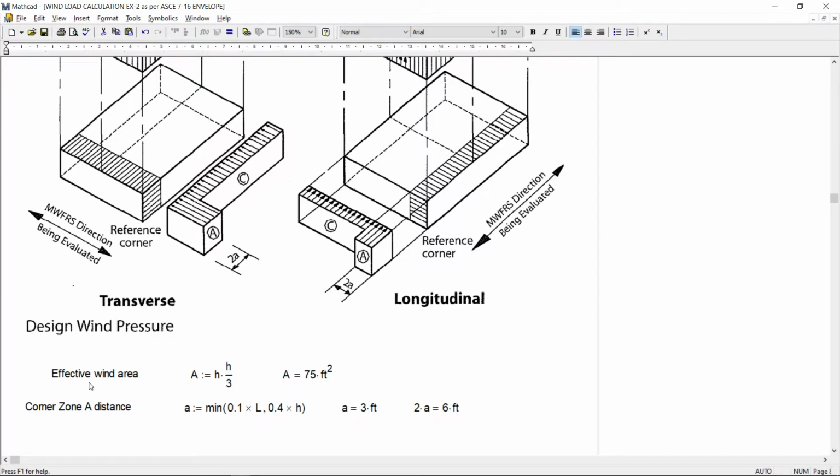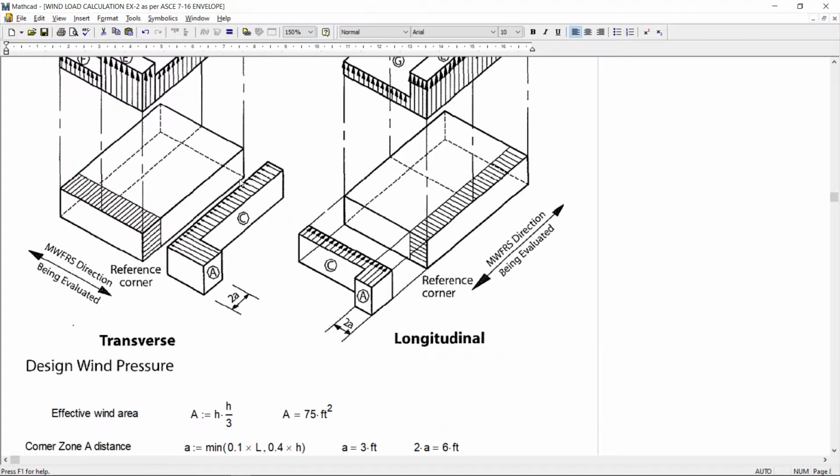So we can come directly to the effective wind area calculation. That is equal to H multiplied by H by 3. H is 15, so this comes out to be 75 feet. So for these zones, A is defined as the minimum of 0.1 L or 0.4 H. So A comes out to be 3 feet, so 2A will be 6 feet. So that means this zone A section will be 6 feet wide, and the remaining 54 feet will be zone C.